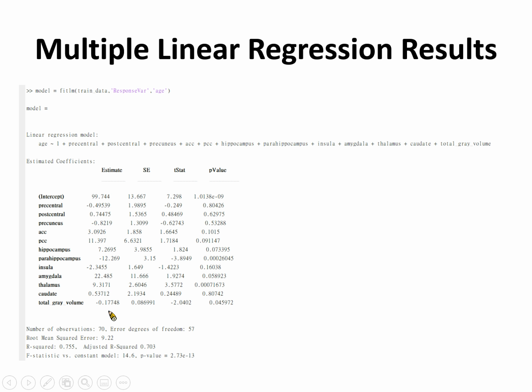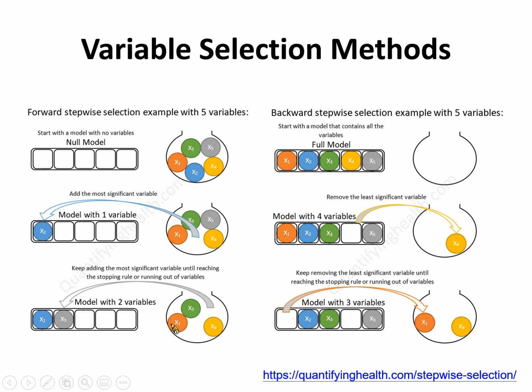And the whole model gives us an R-squared value of 0.75. That is not bad, because with only a few brain regions we can have a very good model. It has a good fit. And of course, the whole model is significant. Okay, so that is the regression result from the multiple linear regression method.